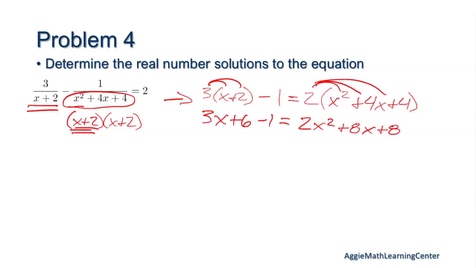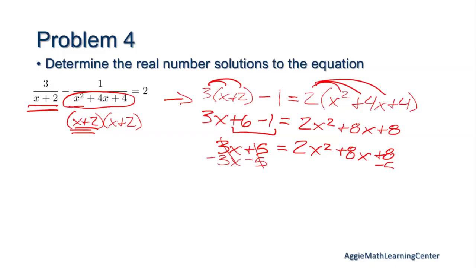What's next? Combine 6 and -1. That would make life a lot easier. So we have 3x plus 5 equals 2x squared plus 8x plus 8. What's our next step? Moving everything over to get 0. Perfect. Subtract 3x, subtract 5. We get 2x squared plus 5x plus 3 equals 0.